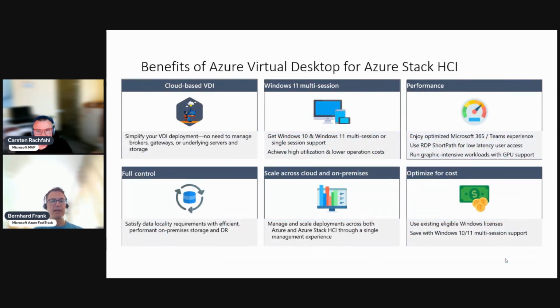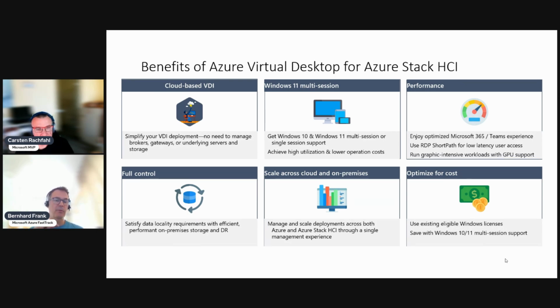So when would you use Azure Virtual Desktop on Azure Stack HCI? The reasons are basically either you have data sovereignty requirements. That means you can't go to Azure because law or some regulation prevents you from doing this, so you would need to stay on premises. Or the other thing is you have latency reasons. That means you don't have a big connection to Azure, or you're so far away from Azure that it just wouldn't work.